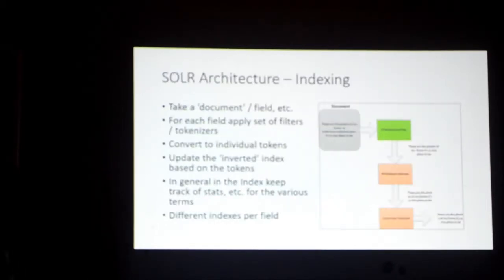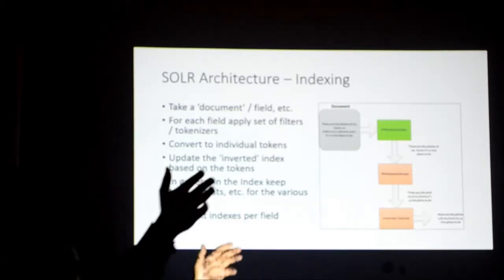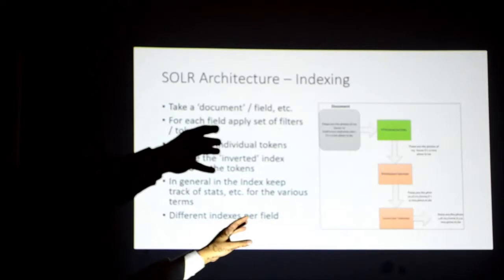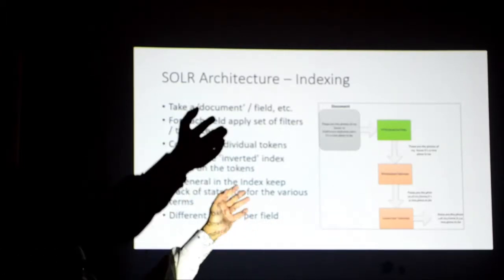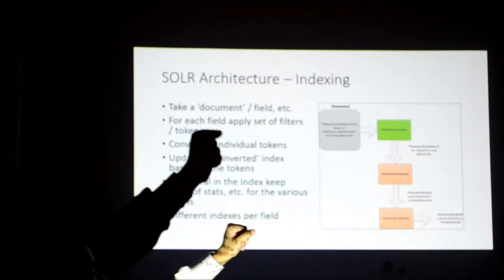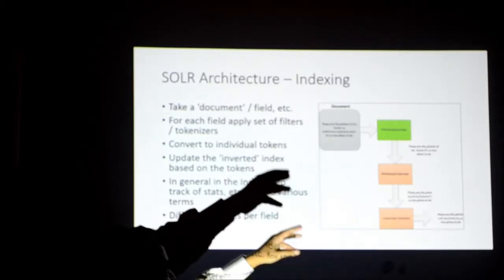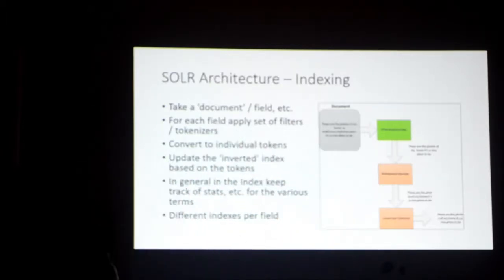So, Solr architecture is actually made of two or three things. The first part is the indexing, right? So indexing, what do I mean by indexing? You're given a document, like we talked about, right? You actually have a document. So for example, this is a piece of text that says, there are photos of my home, blah, blah, blah. It's a nice place to be, right?